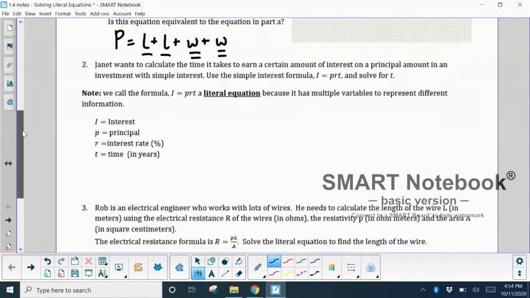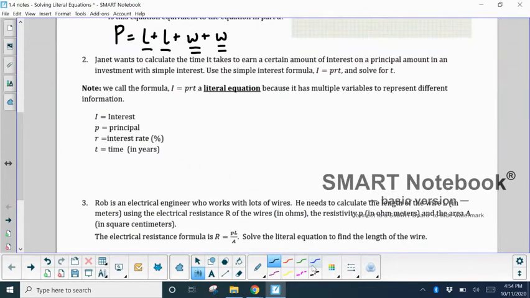Example 2 deals with interest. So it says Janet wants to calculate the time it'll take to earn a certain amount of interest on a principal amount in an investment with simple interest. So it says use the simple interest formula, I equals PRT, and solve for T.